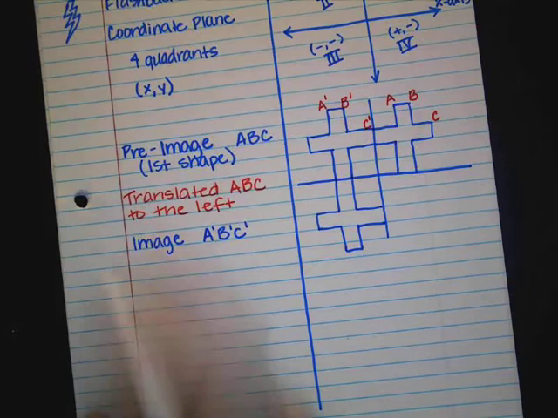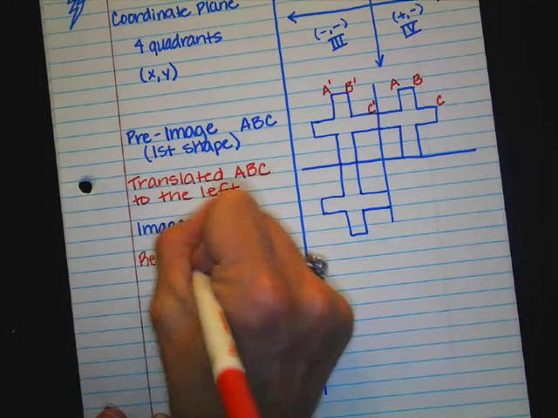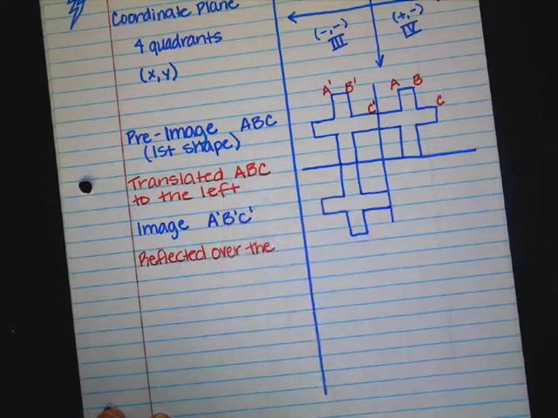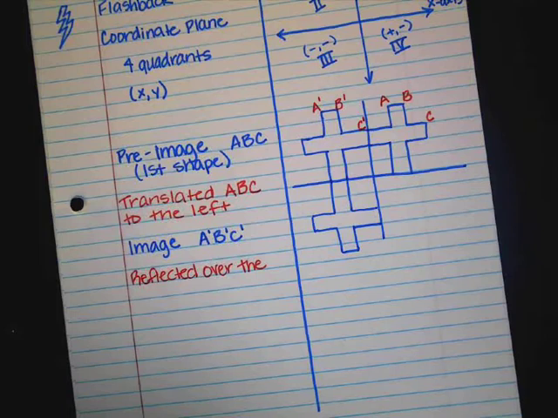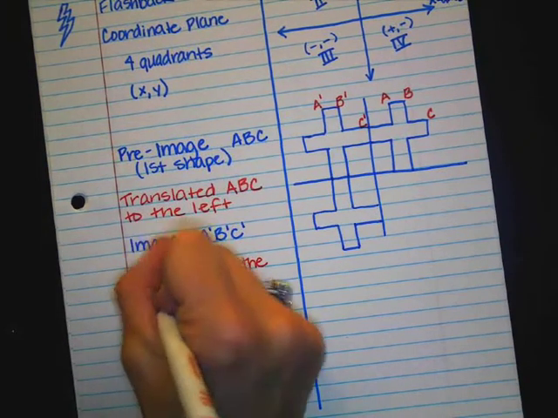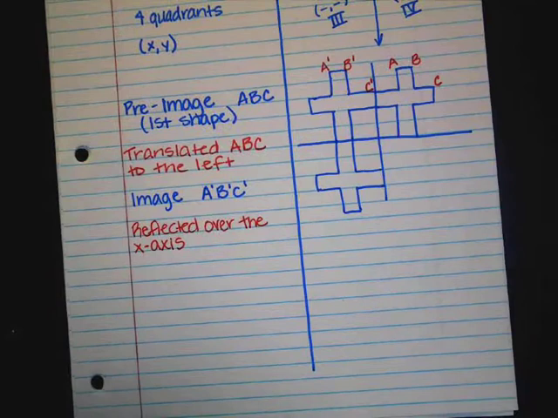Okay, so what did we do? We reflected over the, which axis did we reflect it over? We reflected it over the x-axis. Okay, so what we basically just did is we knew we had a reflection and we're telling everybody else, hey, you got to reflect it over the x-axis.